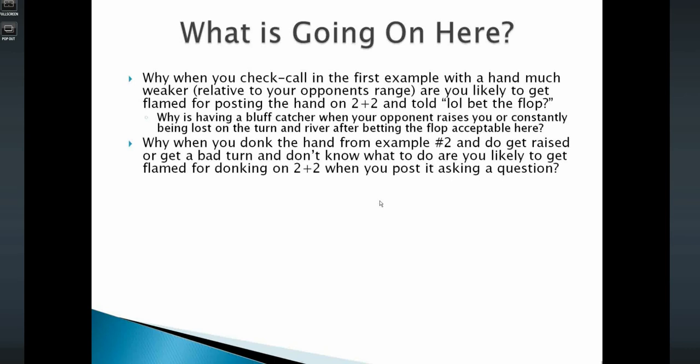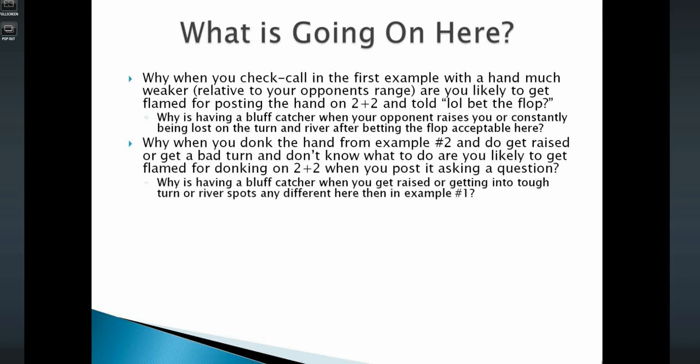Why, when you donk the hand from example number 2 and do get raised or get a bad turn and don't know what to do, are you likely to get flamed for donking on 2+2 when you post it asking a question? Why is having a bluff catcher when you get raised, or getting into a tough turn or river spot, any different here than in example number 1?